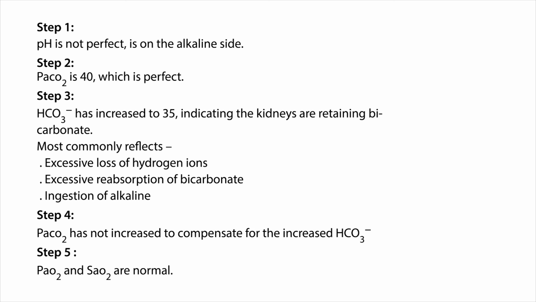Bicarbonate is 35, which means the metabolic acid and hydrogen ion is decreased. Step 4, the PaCO2 has not increased. The patient is exhibiting a normal respiratory rate with normal depth. With an increased bicarbonate and normal PaCO2, the patient is not compensating for a metabolic alkalosis. Step 5, the PaO2 and SATs are normal as the patient is breathing normally. The patient has a normal oxygenation.